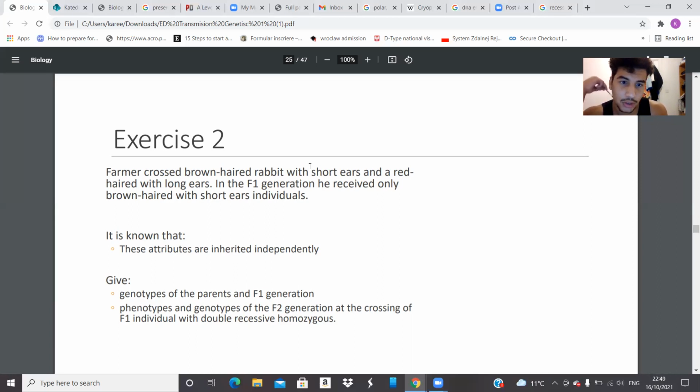So here I'll try to explain it. Brown-haired rabbit with short ears and red-haired rabbit with long ears. In the F1, only brown-haired. The only case where this happens, when they all have the same phenotype, is when they're all heterozygous. If they're all heterozygous and they have that phenotype, that means that their phenotype is the dominant one. So brown hair and short ears are dominant, red hair and long ears are recessive.